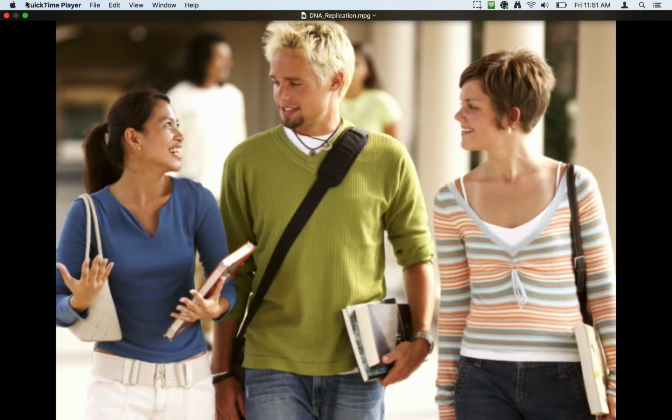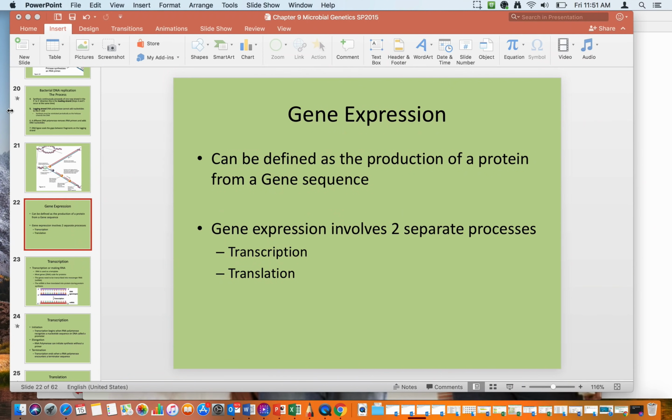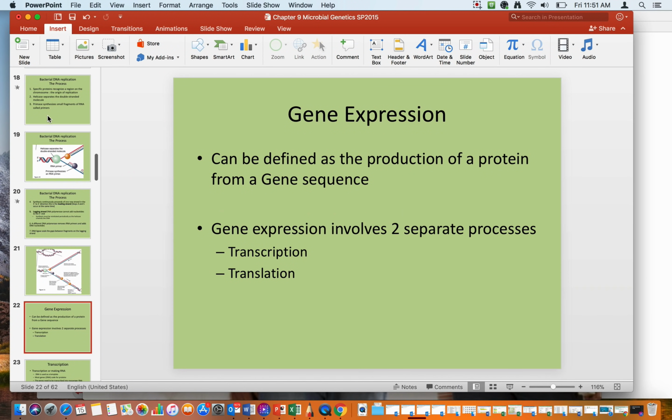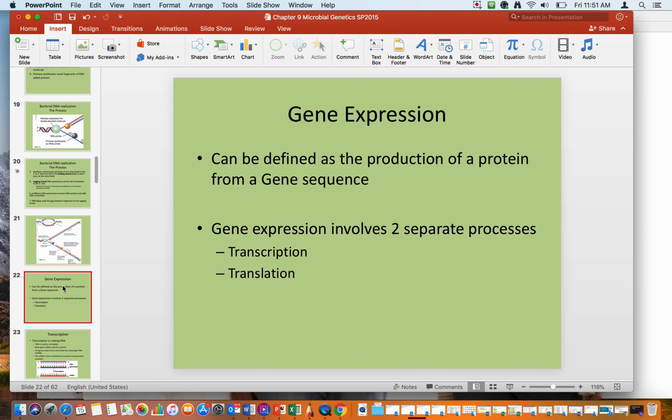Alright, so hopefully that video helps you visualize that process of DNA replication. When you're taking your notes, like I said, we had 7 steps. Steps 4 and 5 were basically occurring at the same time.